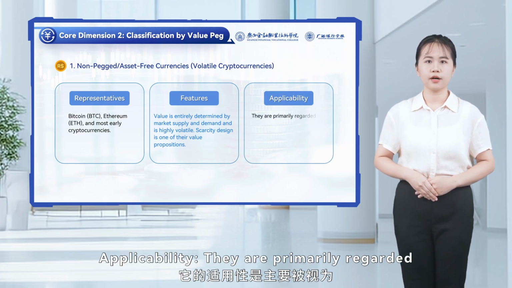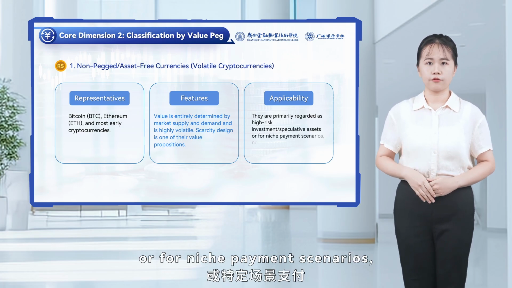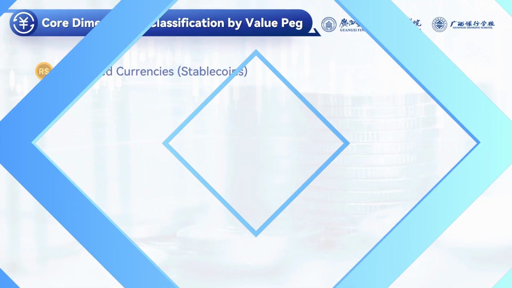Applicability: they are primarily regarded as high-risk investment or speculative assets, or for niche payment scenarios, not suitable as a unit of account for daily transactions.